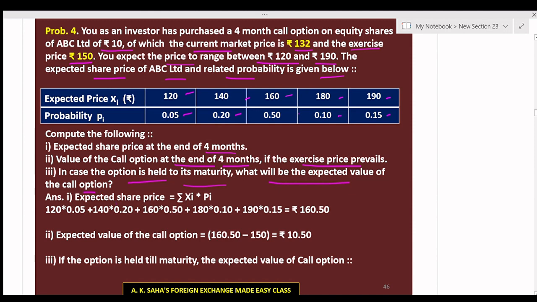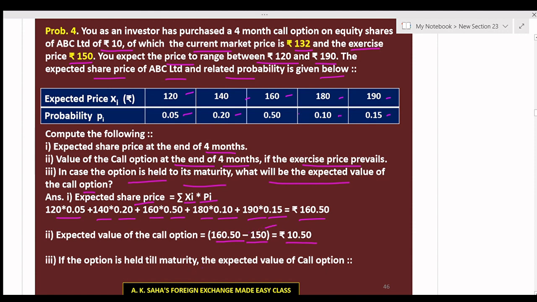First, the expected share price is equal to the sum of xi into pi. That is equal to 120 into probability 0.05 plus 140 into 0.20 plus 160 into 0.50 plus 180 into 0.10 plus 190 into 0.15, which is equal to rupees 160.50. The expected value of the call option will be 160.50 minus 150 is equal to 10.50. 150 is the strike price.